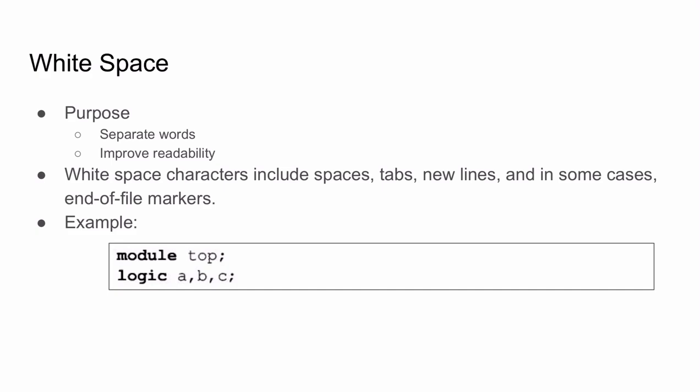white space separates logic from A, ensuring that A is correctly recognized as a variable. However, between A, B, and C, white space is optional because the commas already act as separators. This means you could write A comma space, B comma space, C, and it would still work the same way.